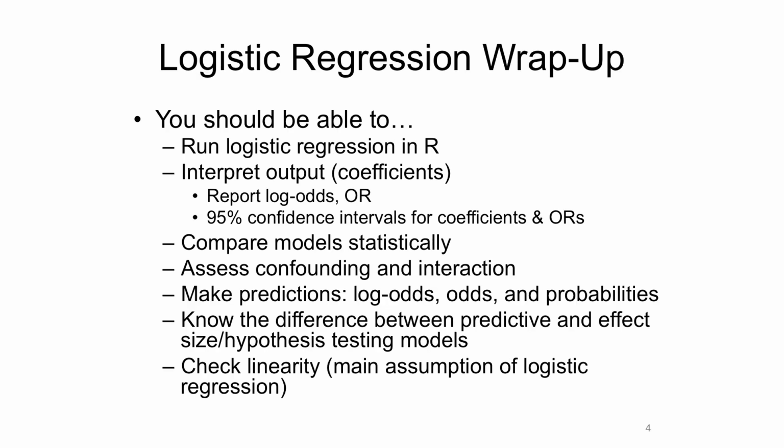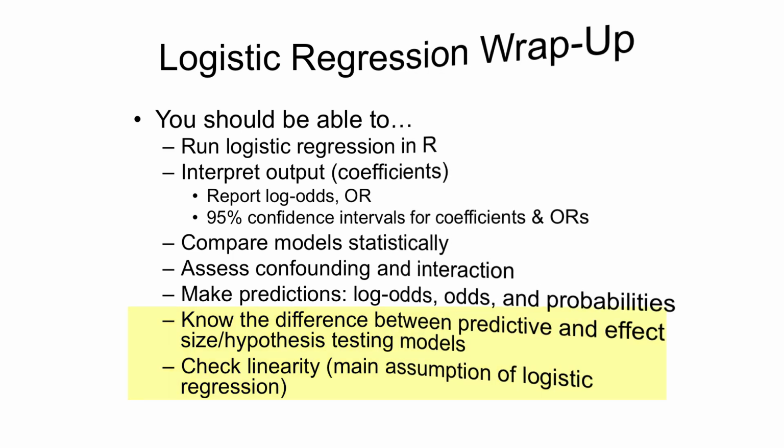So now we're going to summarize and wrap up logistic regression. By the end of this session, you should be able to run logistic regression in R and interpret output from logistic regression, including coefficients, odds ratios, and their confidence intervals. You should also be able to compare models statistically, know how to assess confounding and interaction, and make predictions of log odds and probabilities based on your output. You should know the difference between predictive and effect size models and how to check linearity with logistic regression.